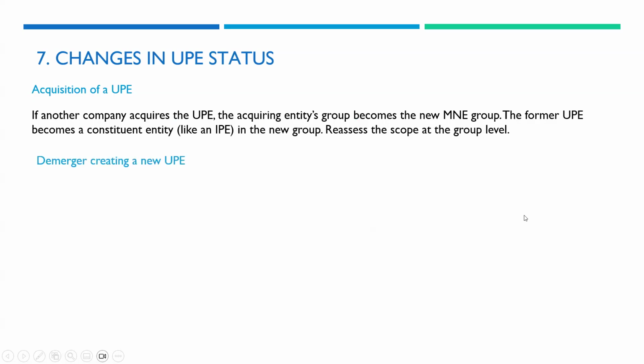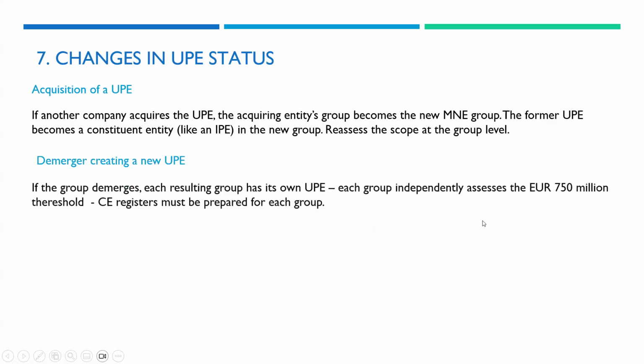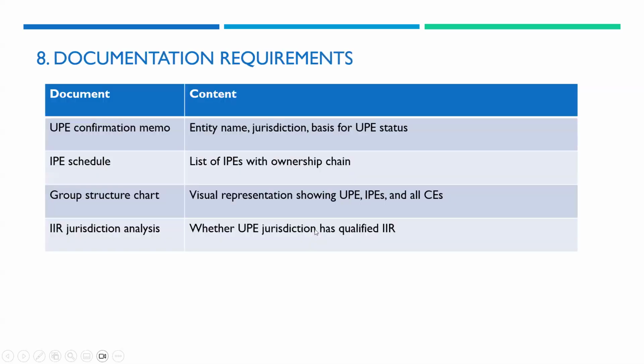In case of a demerger which creates a new UPE, if there is a demerger, then each resulting group has to have its own UPE. Each demerged group would assess the 750 million threshold separately. So if you think that instead of a stapled structure, let's do a demerger, demerger is not very easy in practice. There is a lot of compliance that has to go into demergers. You have to split the assets between two groups. That is not a simple process at all. So if you want to save top-up taxes, demerging is not a way.